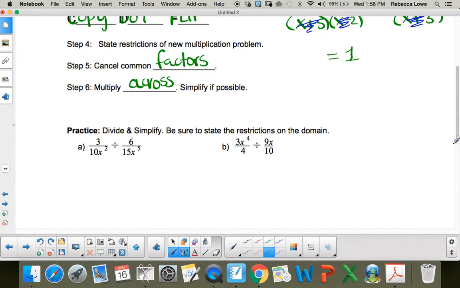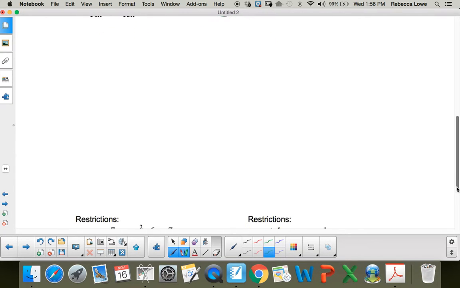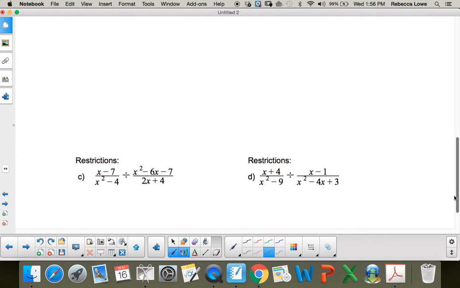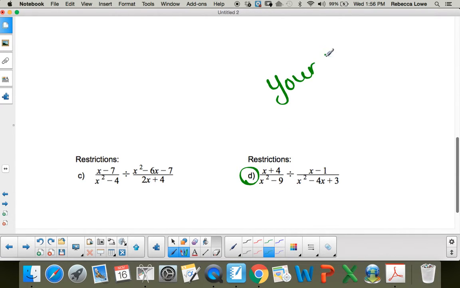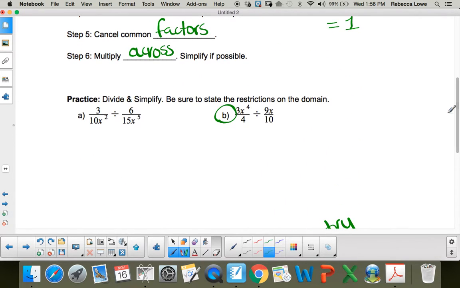So we're going to do some practice, and you will do number B on your own, and you will do letter D. It doesn't really matter, these are all the same. So B and D are for you to try. I'm going to quickly run through A.